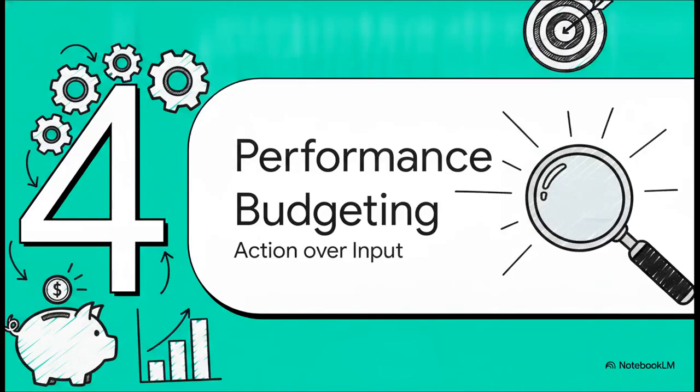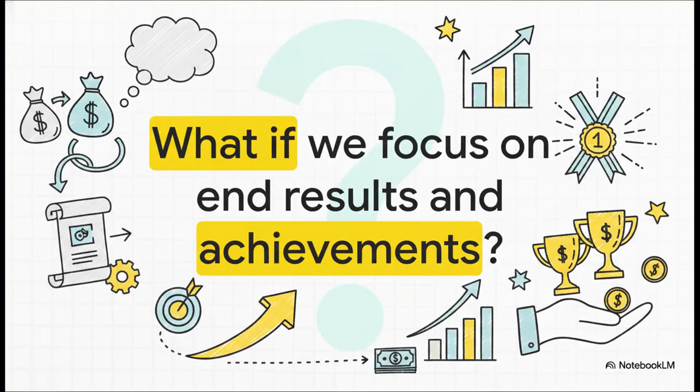On to our next specialized framework, Section 4, Inside Performance Budgeting, Action over Input. Think about that for a second. Traditional budgeting looks at what we are spending money on, the inputs. Program budgeting looks at the specific project. But what if we focus solely on the end results and the actual achievements? What if we tie every single dollar directly to a specific outcome?